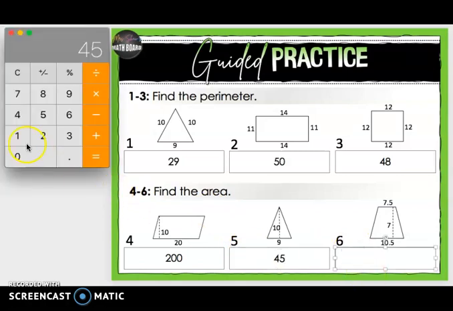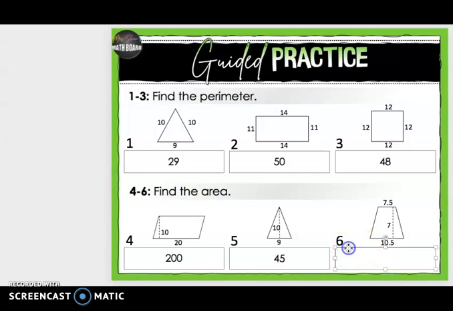Okay, then on the trapezoid, we take 1/2 of the height, so you say 7 divided by 2, which is 3.5, and then we need to add the 2 bases. So we have a 10.5 plus a 7.5, those are our bases. That's the total, is 18, and we're going to multiply it by half of the height, which we know was 3.5, so times 3.5, and the area of that trapezoid would be 63.